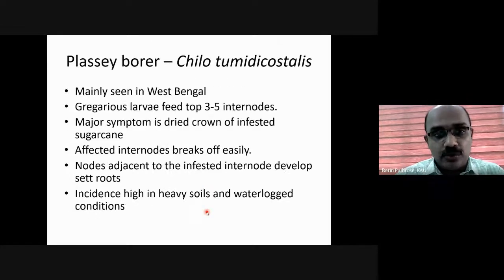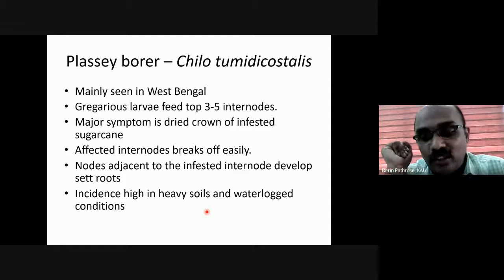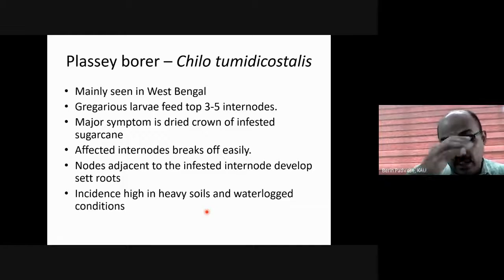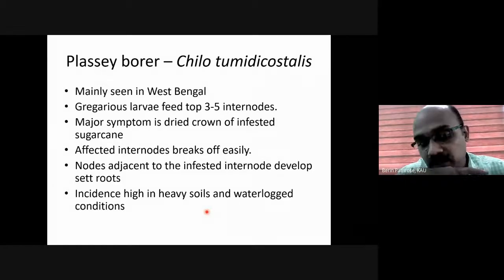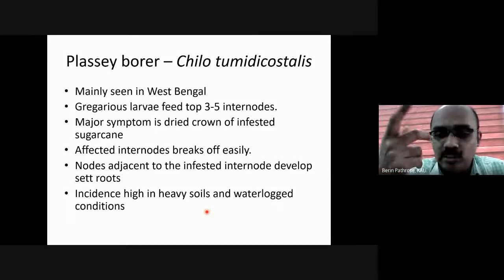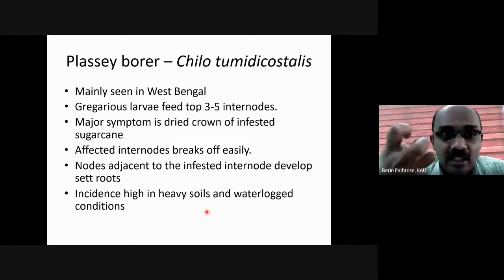It leads to the formation of side shoot. Coming to the next, Plassey borer. We have discussed what Plassey means in Indian history. Its scientific name is Chilo tumidicostalis, seen in Plassey in West Bengal. Again, it is a gregarious larva which feeds on the top 3 to 5 internodes. In the Gurdaspur borer, it feeds on the unsheathed internodes at the base, which are normally seen at the middle and lowermost portion of the cane. Here it attacks the top 3 to 5 internodes. Drying up of the crown is one typical symptom.